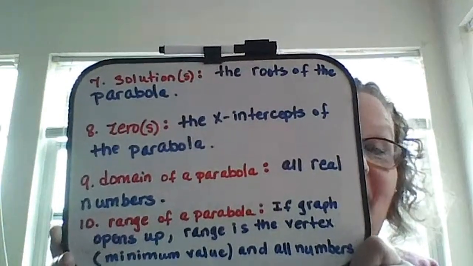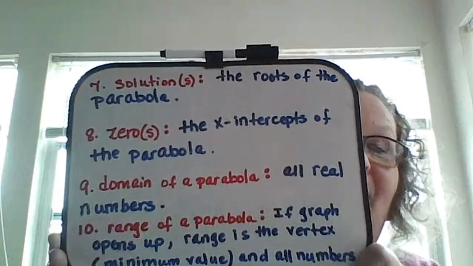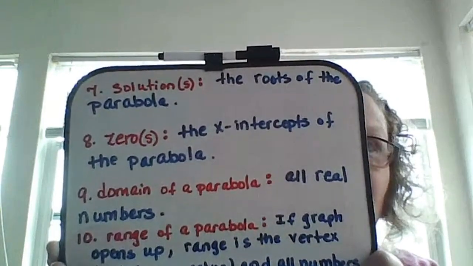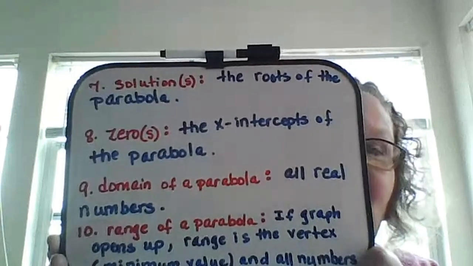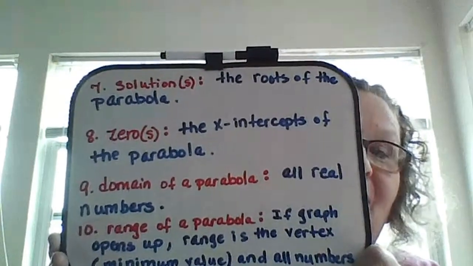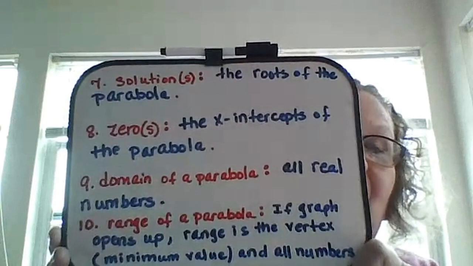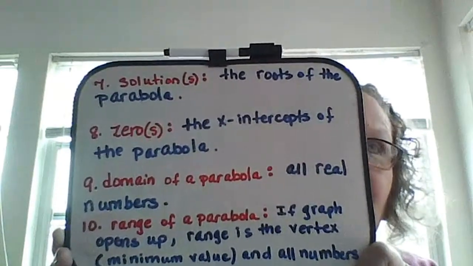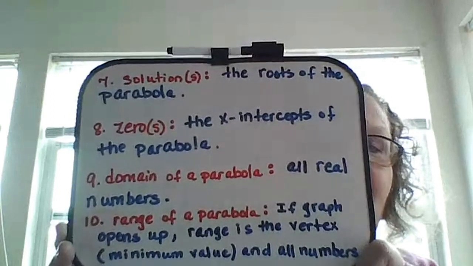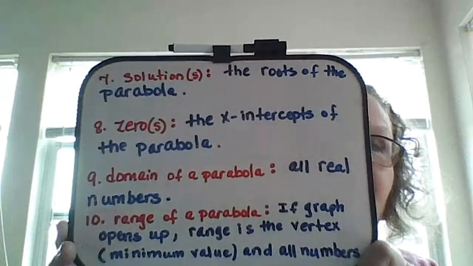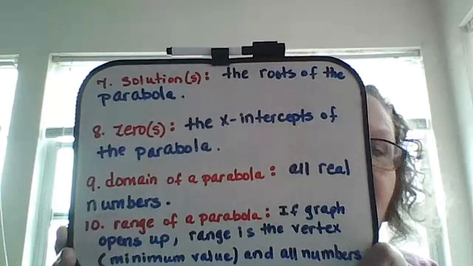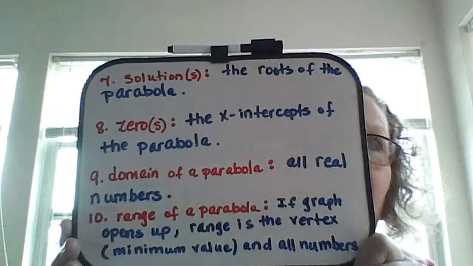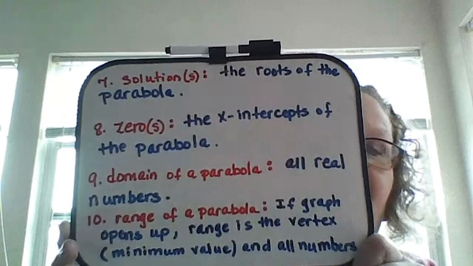Number 8, the zeros are the x-intercepts of the parabola. So I hope you're seeing this pattern here. The x-intercepts are also called the roots, which are also called the solutions, which are also called the zeros. So whatever your x-intercepts of a parabola are, those will also be your roots. Those will also be your solutions. Those will also be called what is called the zeros of the function.